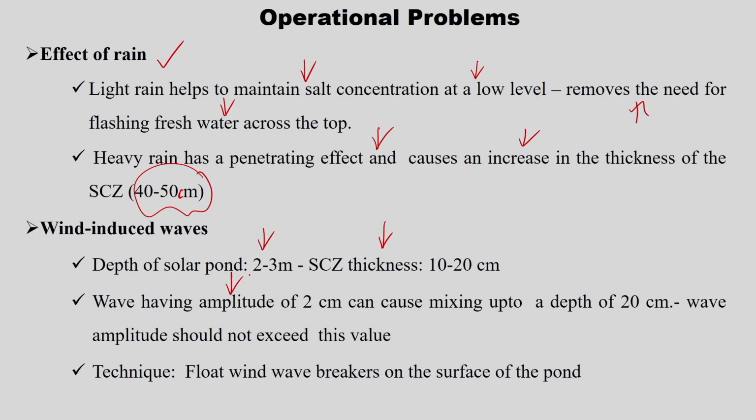A wave having an amplitude of 2 centimeters can cause mixing up to a depth of 20 centimeters, the total surface convective zone, and the wave amplitude should not exceed this level. If the amplitude goes beyond this, then this thickness would get disturbed. The technique used to remove these wind induced waves is to float wind wave breakers on the surface of the pond.